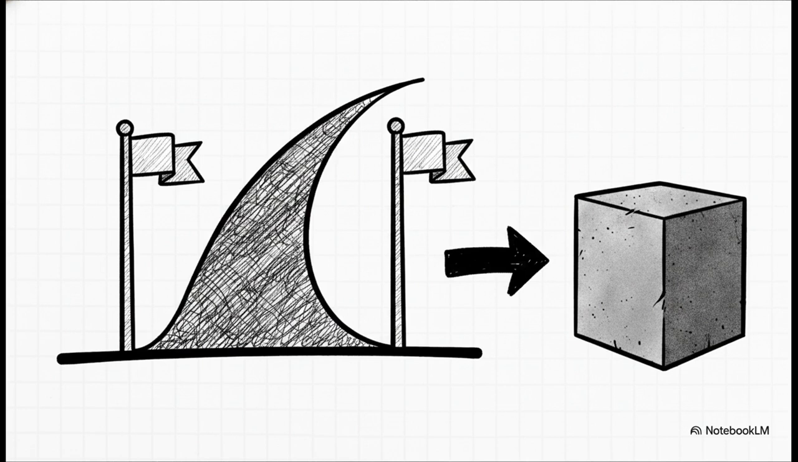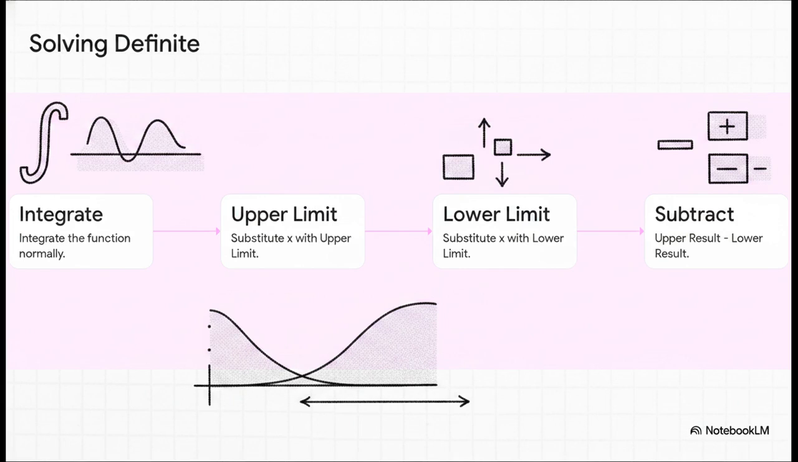And we get that concrete number by integrating between a lower limit, which is our initial point, and an upper limit, which is our final point. The workflow for this is wonderfully simple. First, you do the integration normally, using your basic power rules. Second, take your result and plug in the upper limit. Third, plug in the lower limit. Finally, just subtract the lower result from the upper result. Final minus initial. That is literally it.